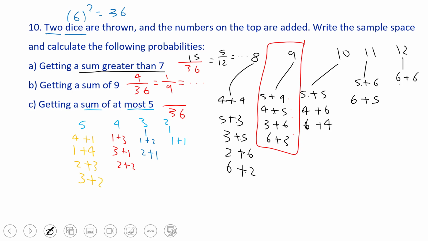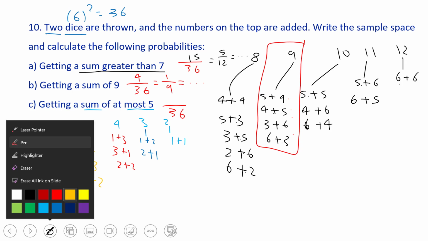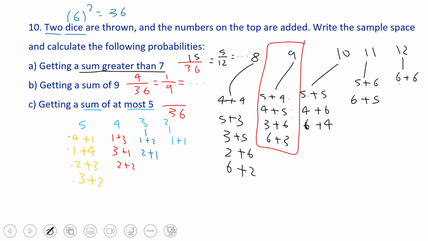So how many options total do I have? 1, 2, 3, 4, 5, 6, 7, 8, 9, 10, right? Is it correct? Okay. So I have 10, okay? You can simplify to have it as a proper fraction. You divide it by 2, you have 5 over 18, and you can make it a decimal as well.